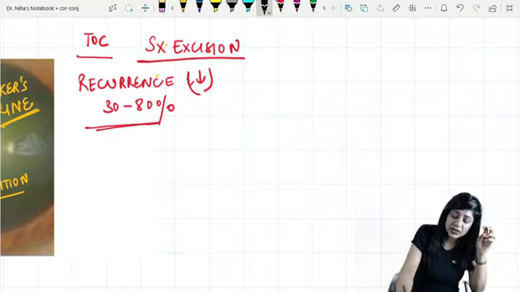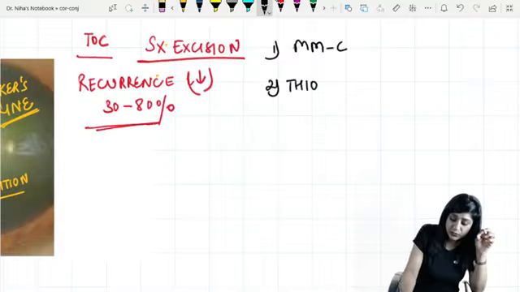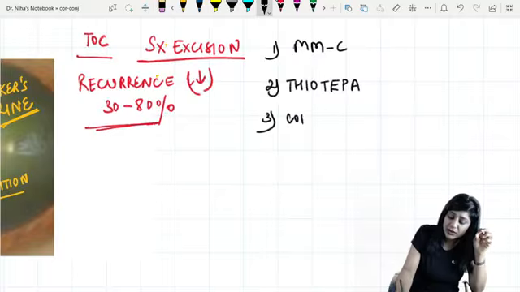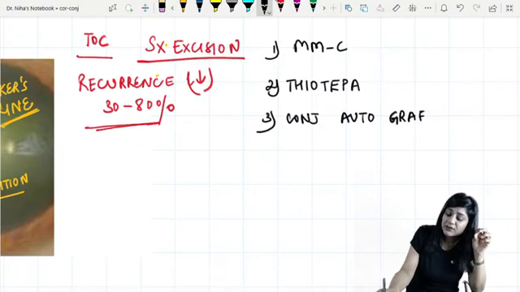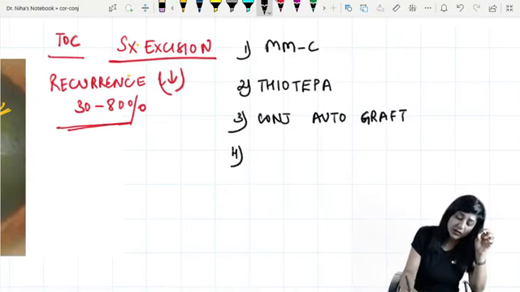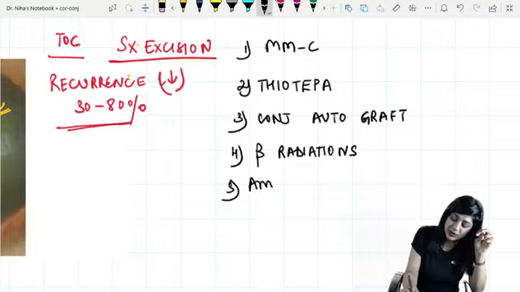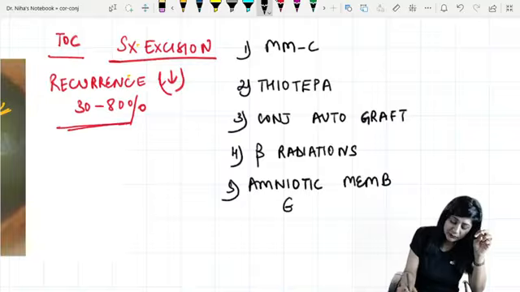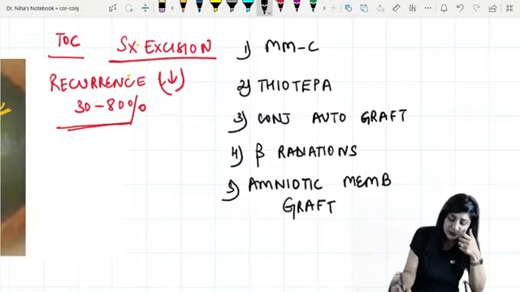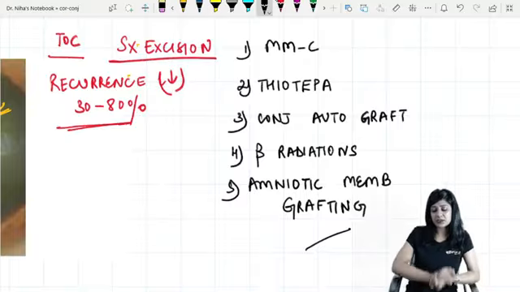You can reduce this recurrence with mitomycin C. We can give thiotepa. Then number 3 is conjunctival autografting. We can do conjunctival autografting. We can use beta radiation. And then number 5 is amniotic membrane grafting. Amniotic membrane grafting also we can do. So these are the important things with respect to pterygium.